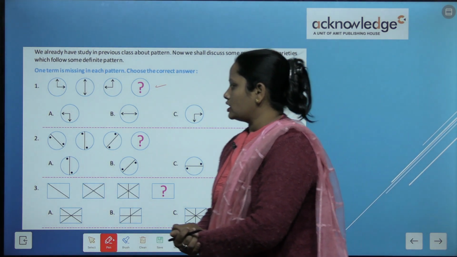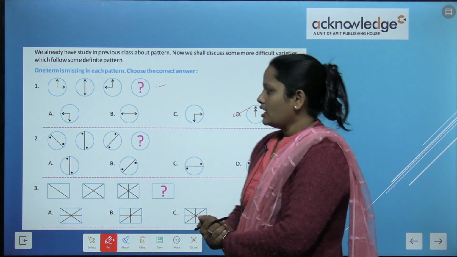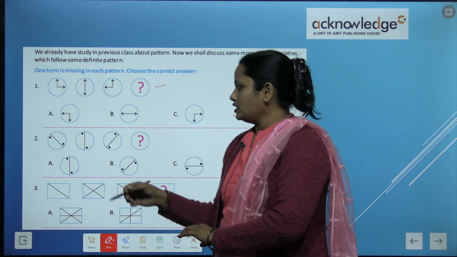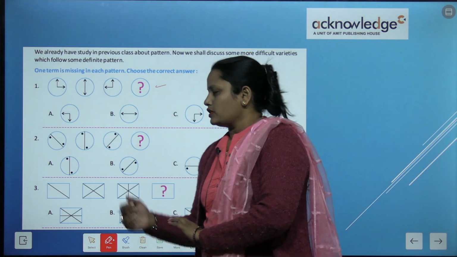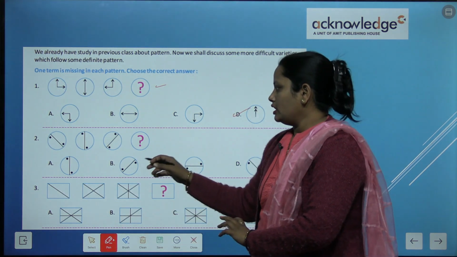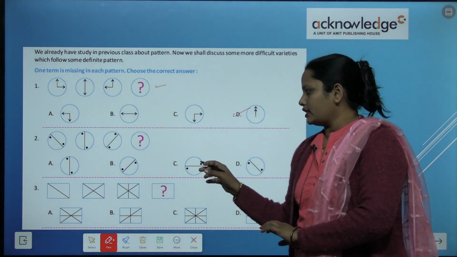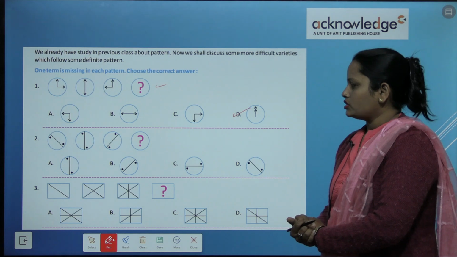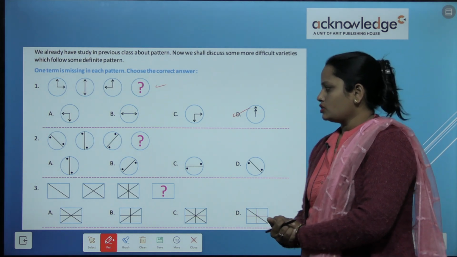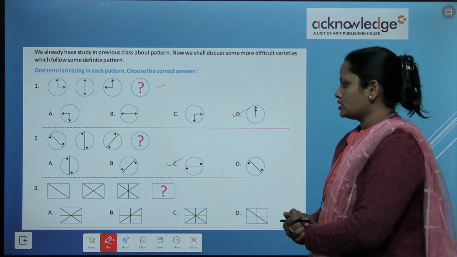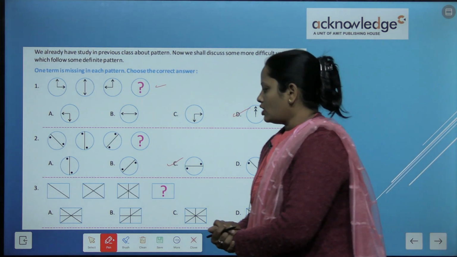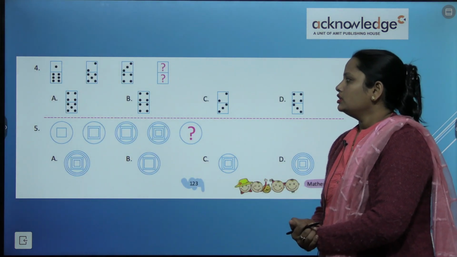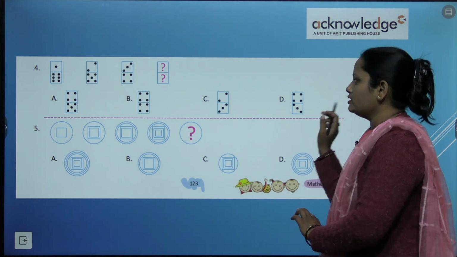Similarly, let's move on to question number 2. Here you can see one slash is there and two dots. Again, it's straight and two dots. Again, it's slanting, two dots. So what will come here? Will it be straight? Will it slant? Will it be like this? Or will it be like this? So here, what do you think? Which one is correct? So yes, this C part is correct. Now similarly, you have to find the answer of the rest questions that are given here. These questions are to be done by yourself.